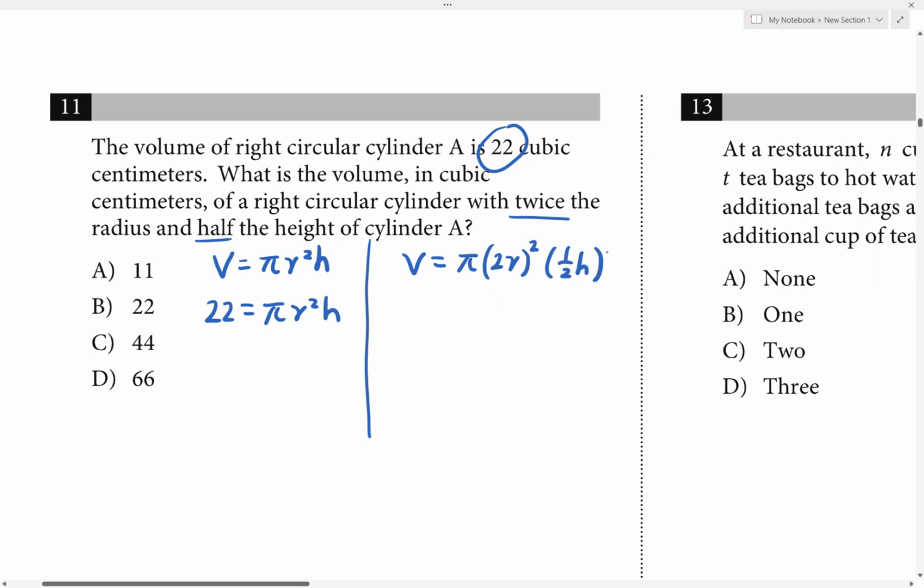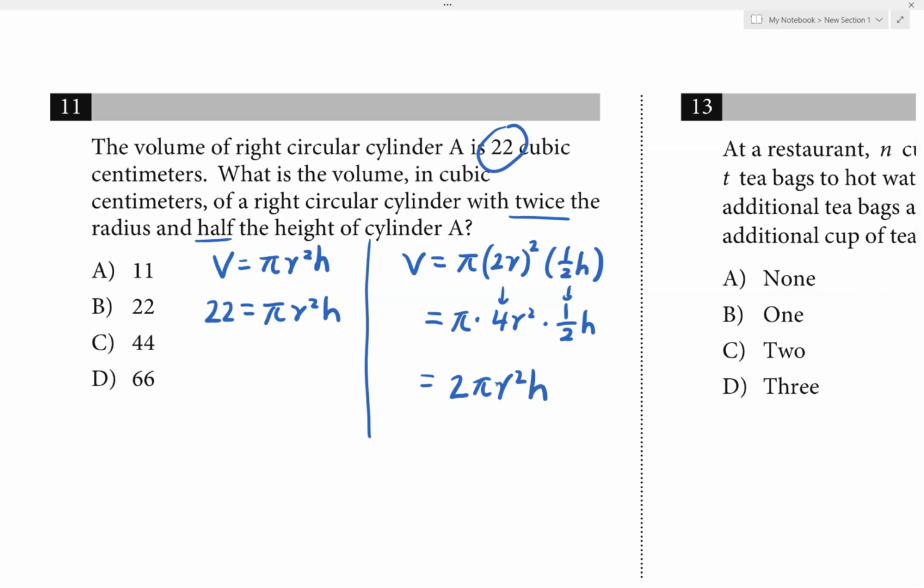Okay, and then we can multiply this out and simplify things a little bit. We should get pi times 2r squared, which is 2r times 2r, and that will actually be 4r squared. So I had to square the 2 as well. So this is 4r squared times 1/2 h. And then we can put things together. 4 times 1/2, so what's half of 4? That will be 2, right? So we multiply everything out, we get 2 in front, and then pi r squared times the height. So you get 2 pi r squared h.